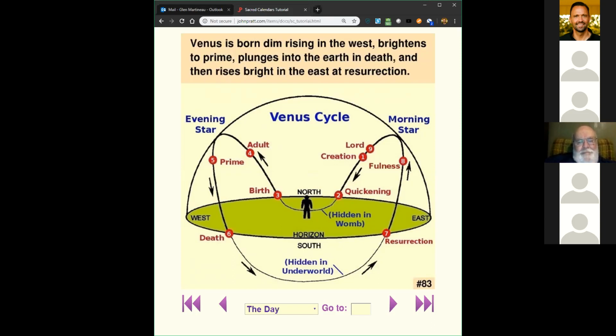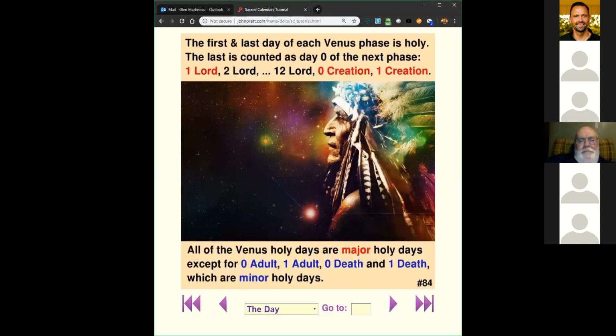Okay, let's go to the next slide. Now we're coming to slide number 84. We are now coming to what are the holy days. All of these calendars have holy days, and we've discussed those on the previous calendars that we've talked about. It turns out that the first and last day of each Venus phase is holy. And the last day of a phase is counted as day 0 of the next phase.